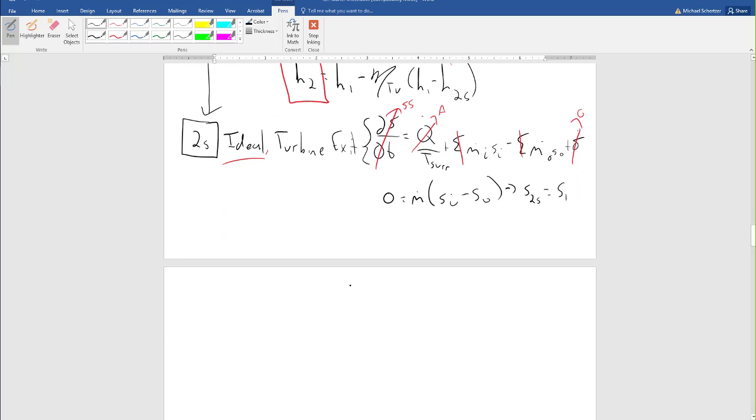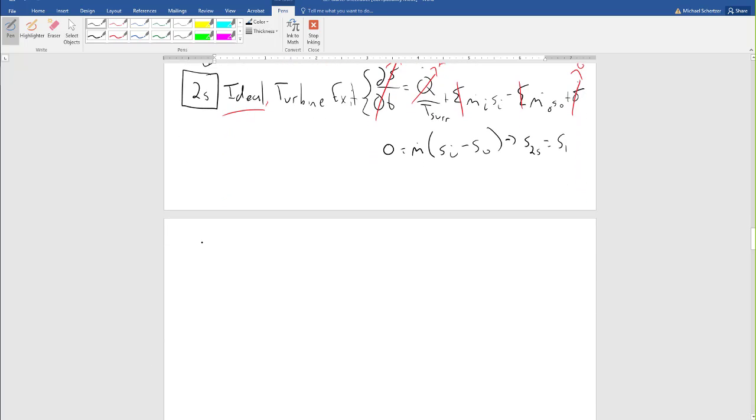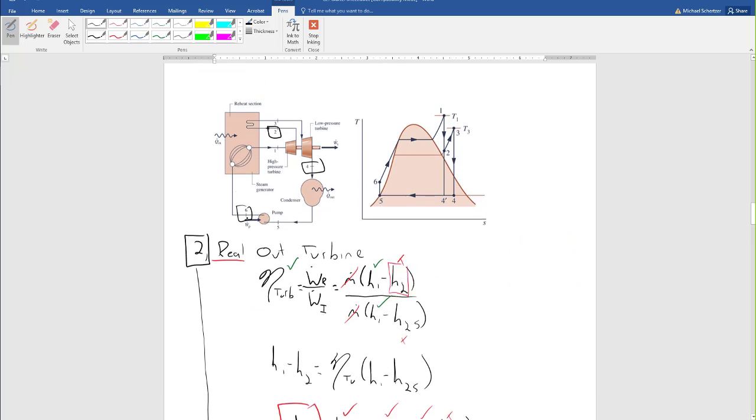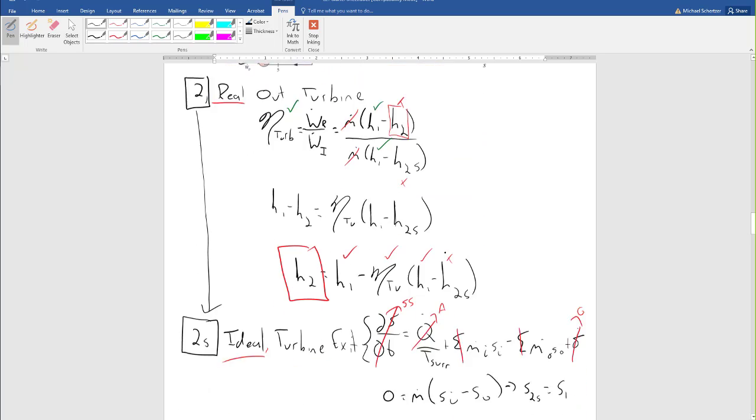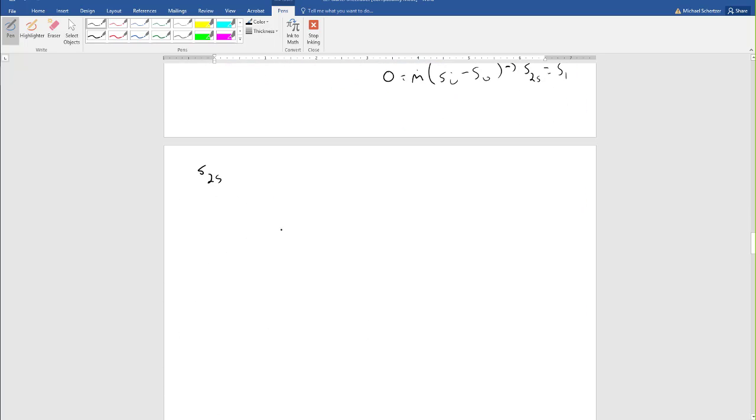So if I'm trying to fix this state, I have to look at S2S, right? Maybe I won't draw a box around this. So once I have S2S, what do I do? If you remember from our TS diagram, the question with S, this is really S2S in this diagram, is this going to be a superheated vapor, or is it going to be somewhere under the two-phase envelope, right? So is it in the vapor dome?